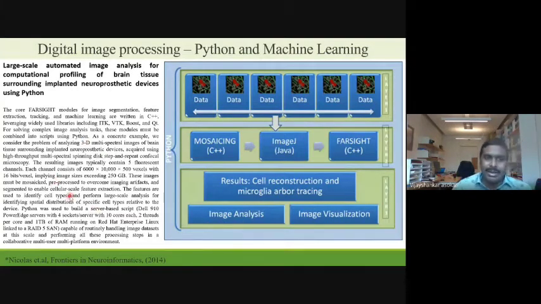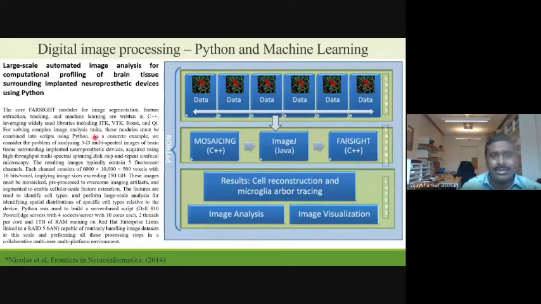So there are some technical terms which show that the resulting images typically contain 5 fluorescent channels. Each channel consists of 6,000 by 10,000 by 500 voxels with certain bits like pixels, which implies image sizes exceeding 250 GB. So these images must be mosaiced and pre-processed to overcome imaging artifacts. Those pre-processing steps can be done with ImageJ. Then they are segmented to enable cellular scale feature extraction. That's done by cell reconstruction and image analysis.